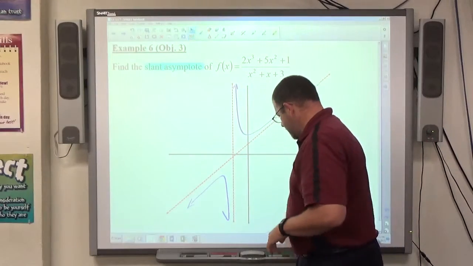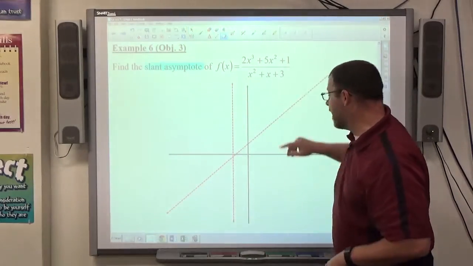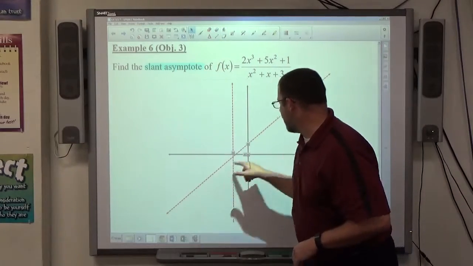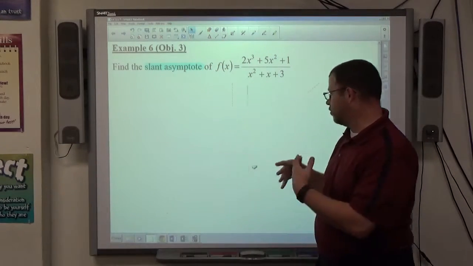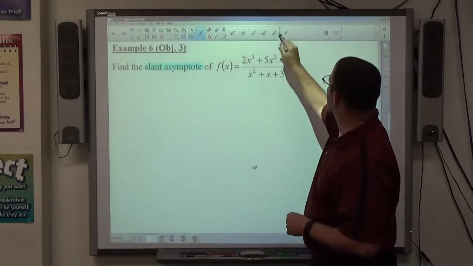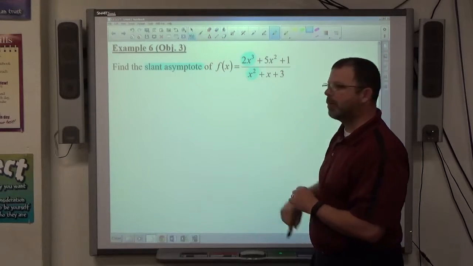Okay. All right. So this one asks us for the slant asymptote. Just to let you know, if they don't ask you for the slant asymptote, part of the job of graphing is to find all the asymptotes. What else do we know? There's a slant asymptote in this problem. Highest power on top, x cubed. Highest power on the bottom, x squared.